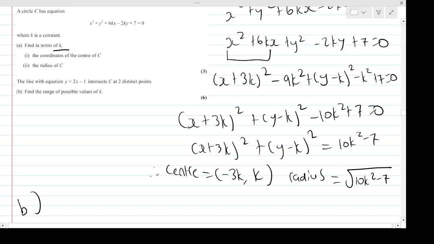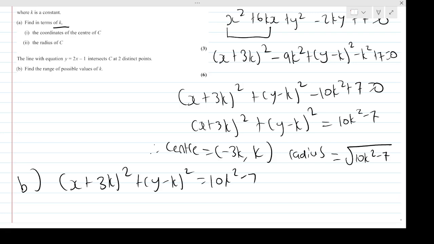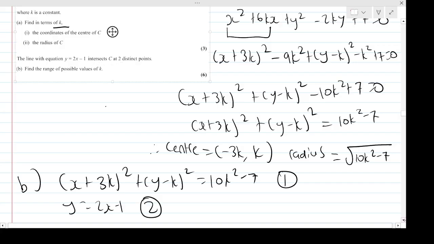Okay, so then we are given the line with equation y is 2x minus 1 intersects the circle C at two distinct points. So again, it's a very similar situation. The circle and this line here intersect. So if you write down the equation we just found, that's the first equation, and then this line here is the second one. And again, it's talking about them intersecting. So we need to equate them together again. They need to be simultaneous.